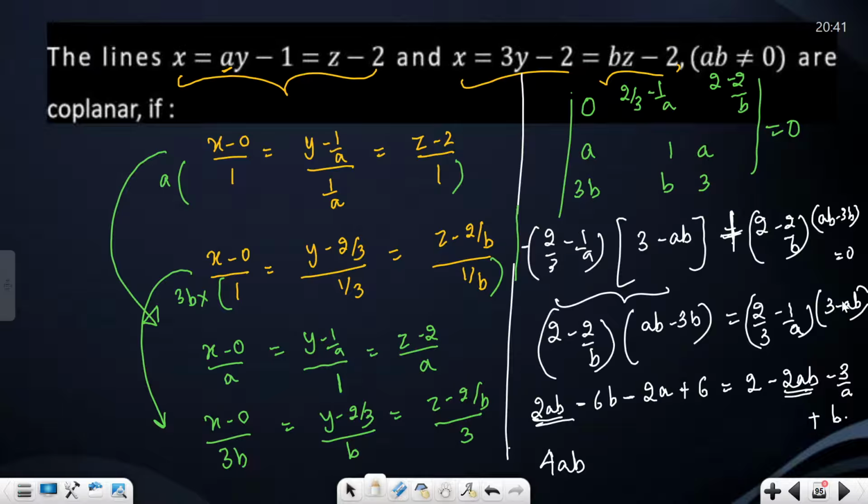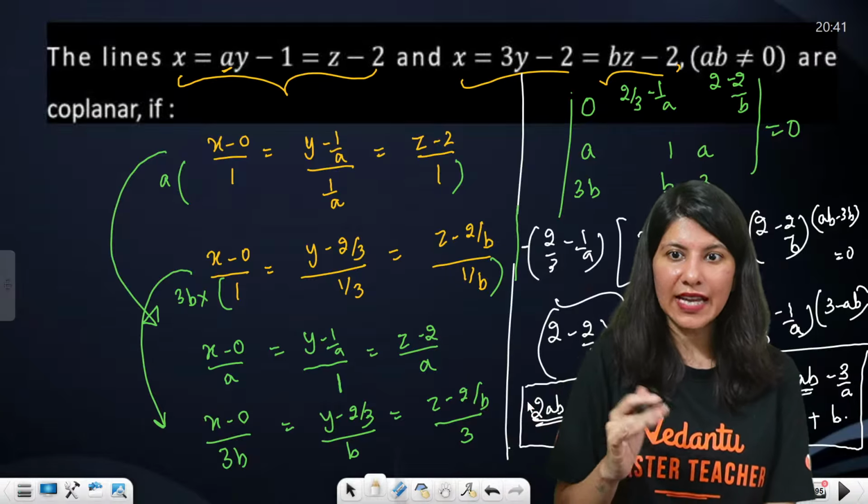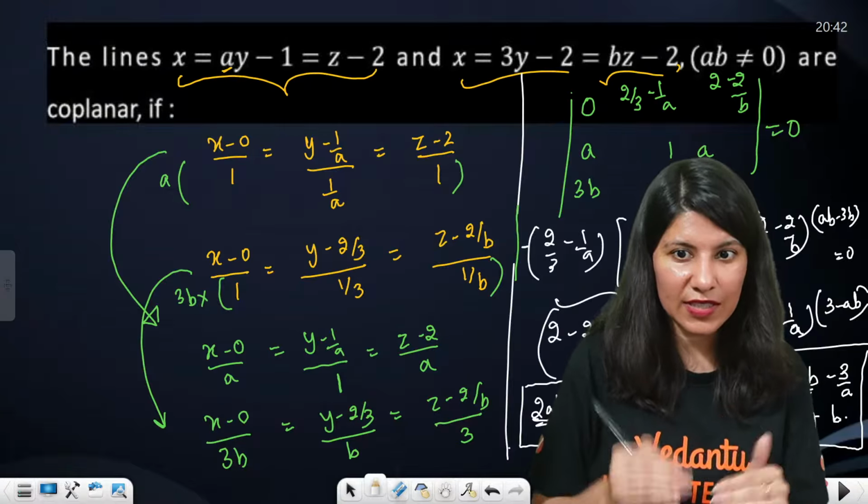Then minus ab, 6b, and there is minus 2 by 3ab. Yes, so 2 by 3, correct, and this is minus 2 by 3ab, correct. Now minus 3 by a, and yes, this is fine, 2 by 3ab, correct. So I'll be leaving it right here. Now what you have to do is club the terms together. Keep the like terms together, and you will get the final answer. I am leaving this expression right here. You just proceed and you'll get the final condition.